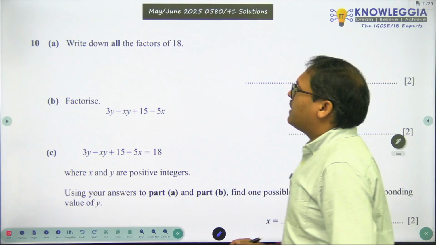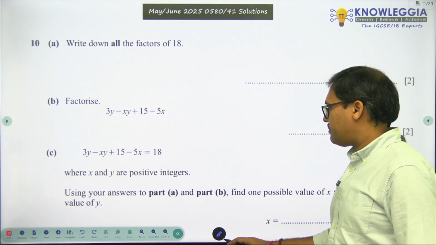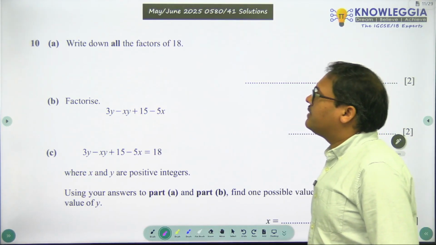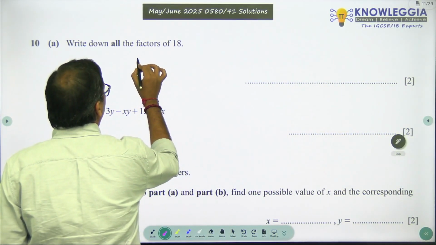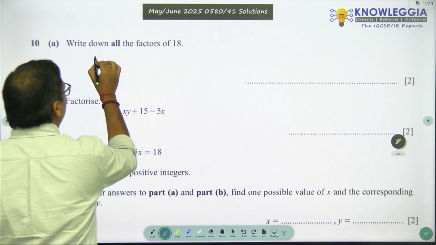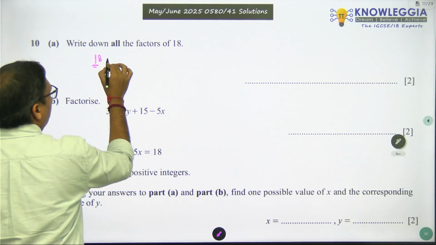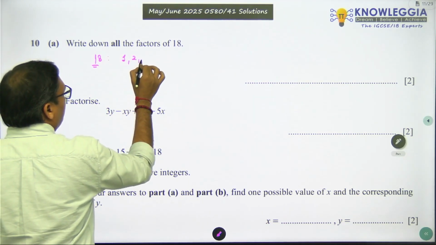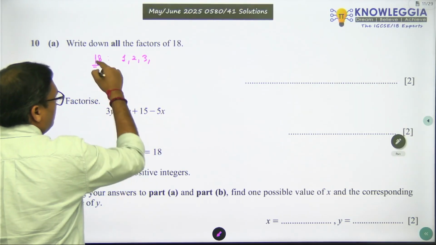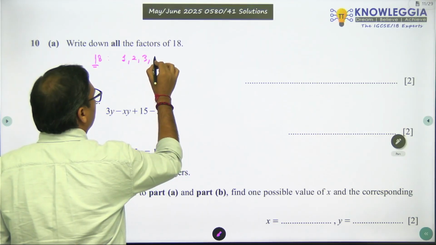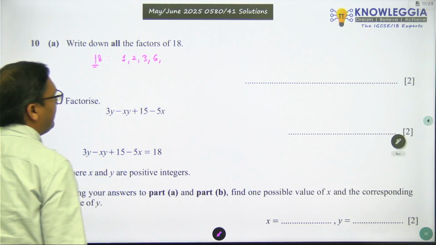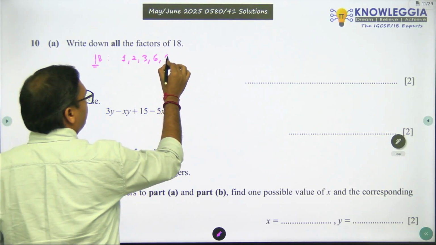Now write down all the factors of 18. So what are the factors of 18? You can say this is 1, 2, 3. This is also divided by 18. 18 is divisible by 3. Then this is 6. Then 9.